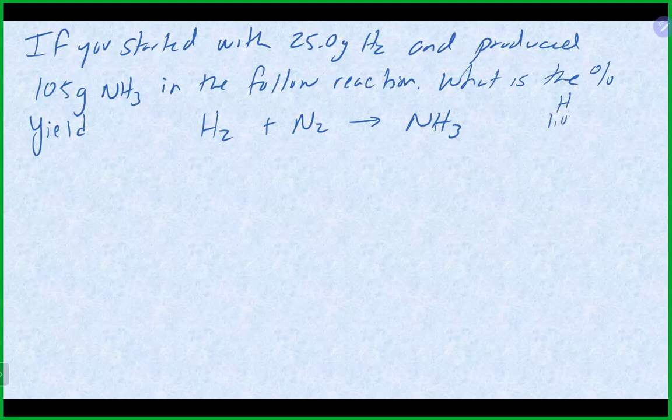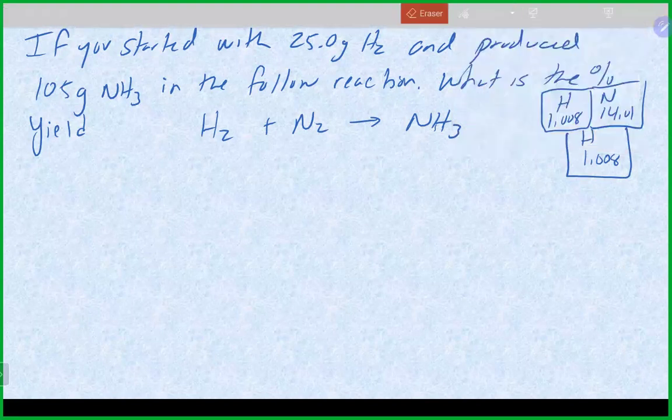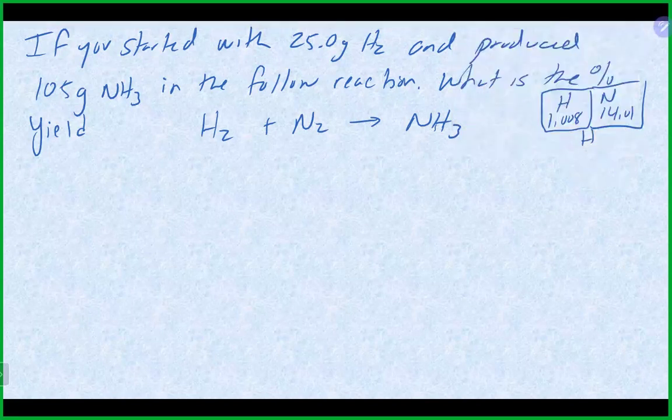Hydrogen, obviously 1.008. Nitrogen, 14.01. And our friend hydrogen, still 1.008. I did that guy. What am I missing? That's the only two I need, actually. Don't need hydrogen twice.